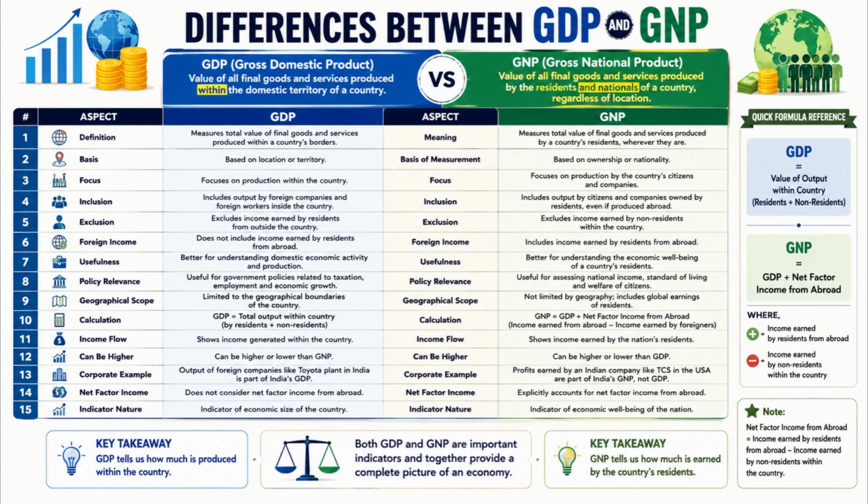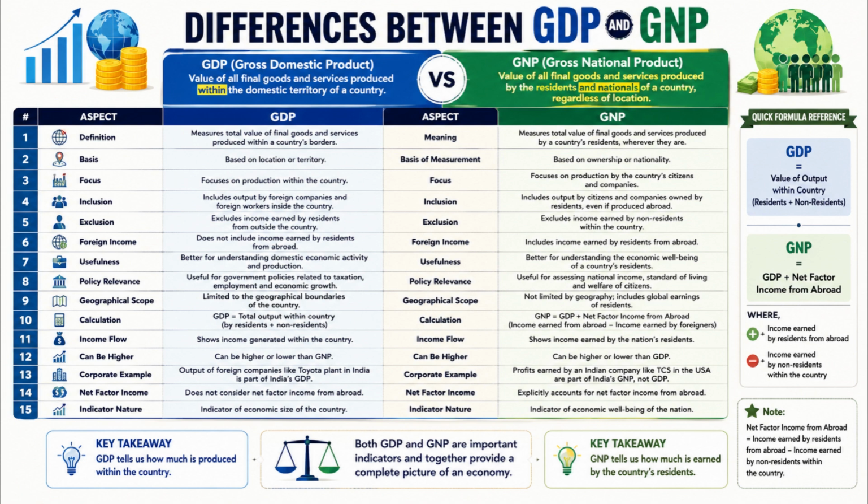In this video, we will discuss the differences between GDP and GNP, two of the most important indicators used to measure a country's economic performance. Although both GDP and GNP measure economic activity, they differ in scope, calculation, and interpretation. Let us understand these differences one by one.